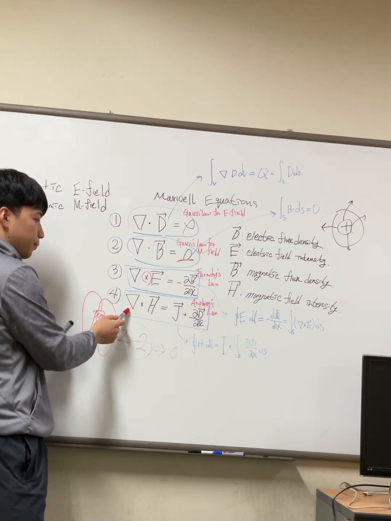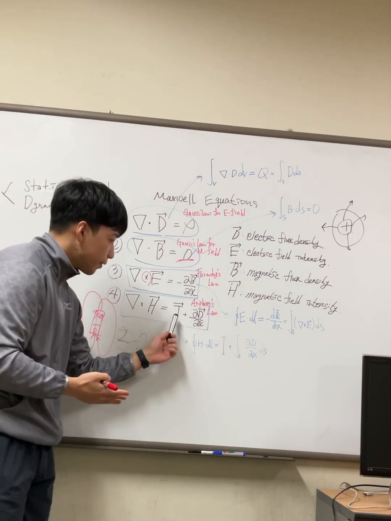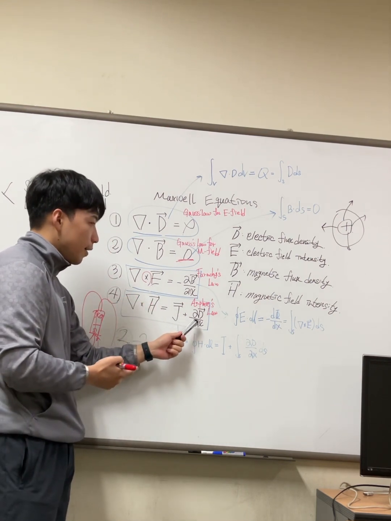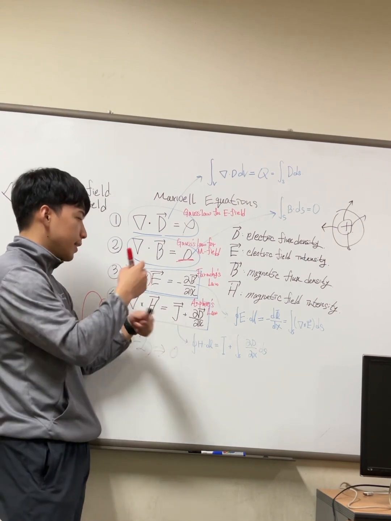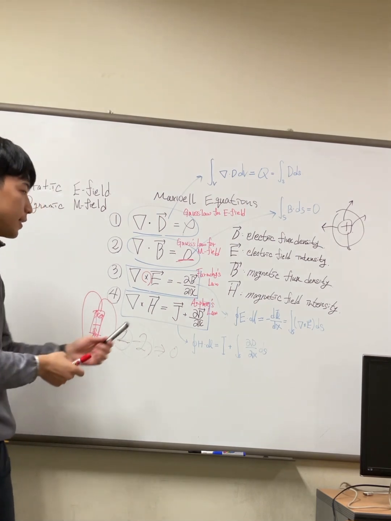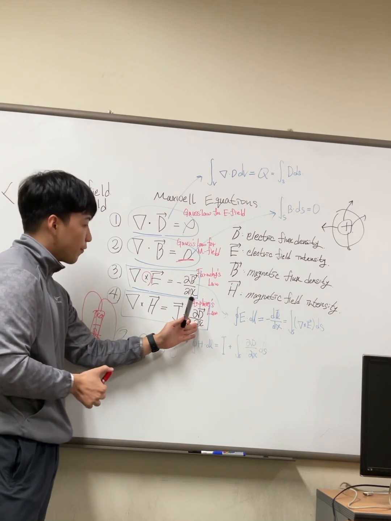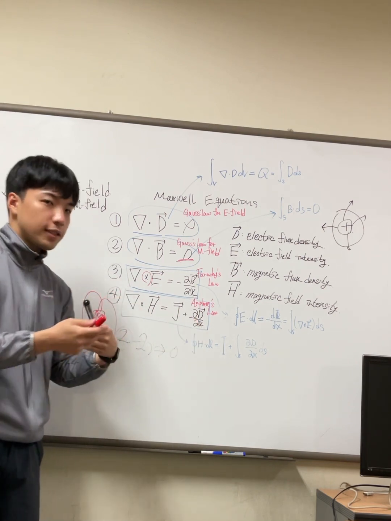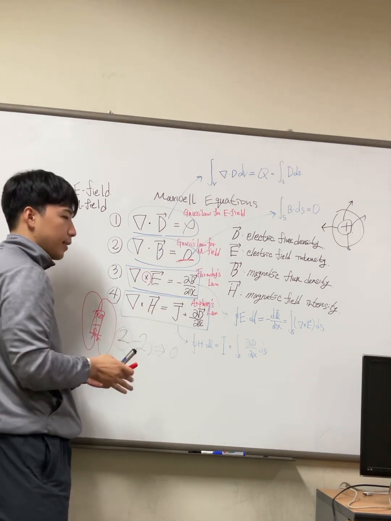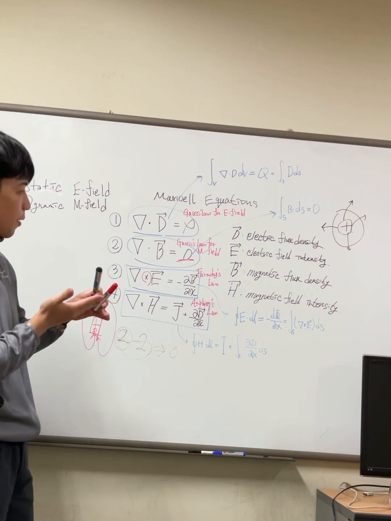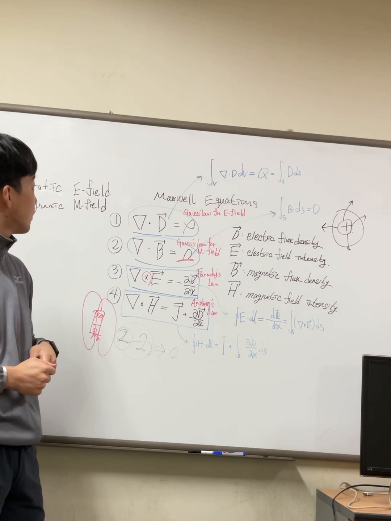Then number 4. If there is a current, and if the electric flux density changes, it means the curl. If the current exists and the electric flux density changes with time, then the magnetic field intensity spins and curves in that direction. Thank you.